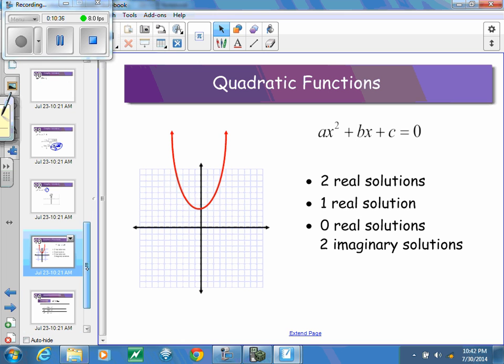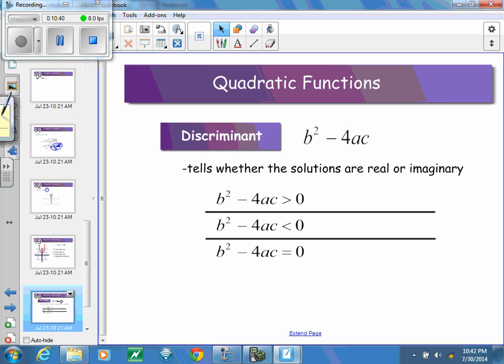How do you know what solutions you have without even solving? Well, if you graph it out, that's your first instinct. Or you can look at the discriminant. The discriminant is the part that's underneath the square root in the quadratic formula. So the b squared minus 4ac, that's the discriminant. It tells you whether the solutions are real or imaginary, and it also tells you how many there are. If your discriminant is a positive number, meaning it's greater than 0, that means you have two real solutions.